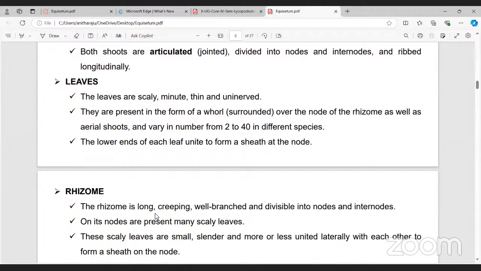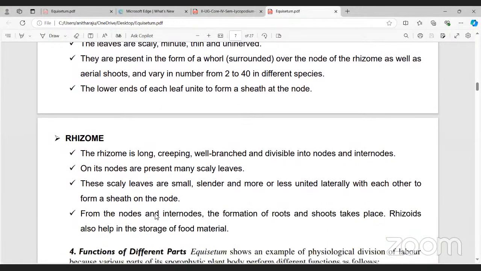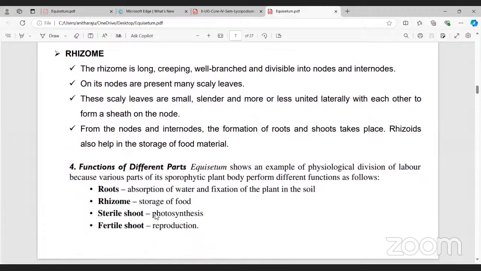We can see this in the whole plant. Already we have seen the specimen yesterday also. The brown color structure around the node, you must have seen yesterday, right? So these are the scale-like reduced leaves. They are present, but there are no clear foliage leaves. Each leaf unit forms a sheath at the node. The rhizome is the horizontal stem.